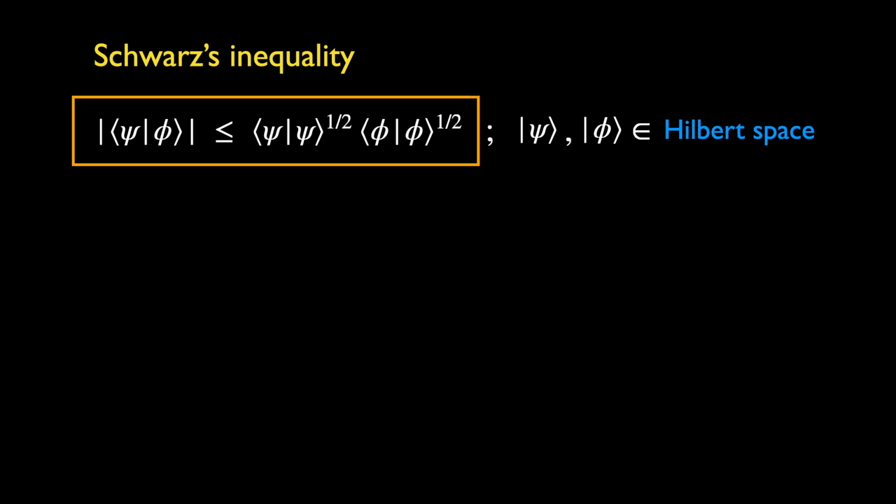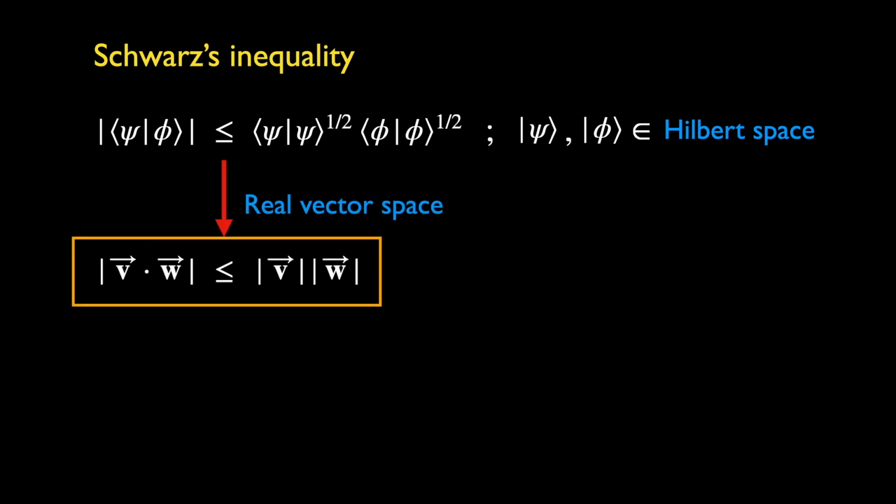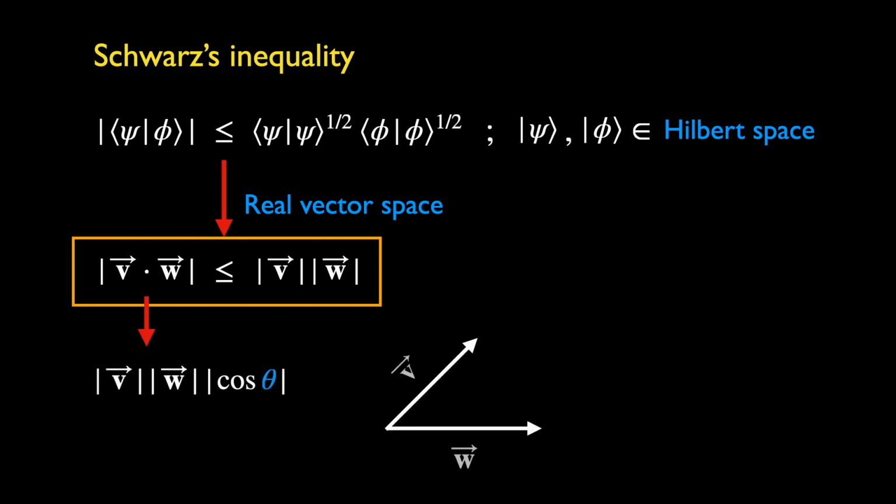One can gain some intuition about how this relation comes about by looking at the special case of real vectors. The inner product between two real vectors, v and w, is just the usual dot product, which is given by the projection as seen below. The Schwarz inequality then simply states that the magnitude of a cosine must be less than or equal to 1. This is an obvious fact.